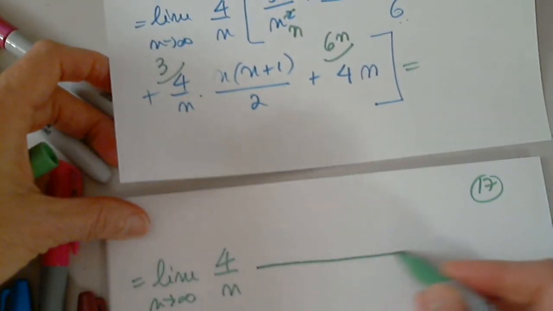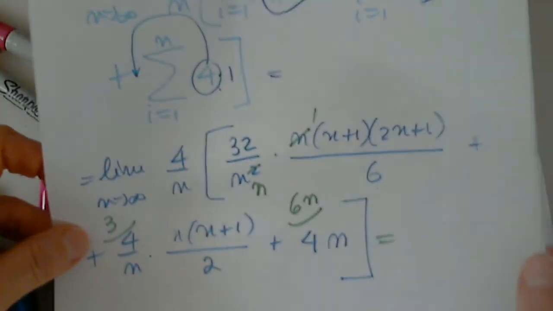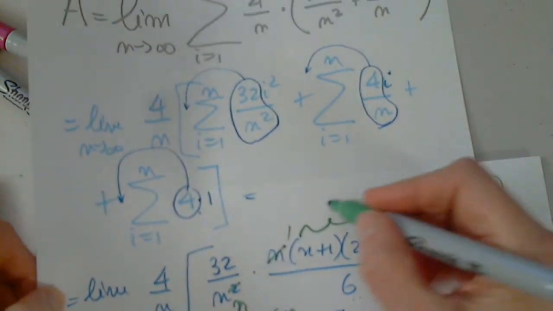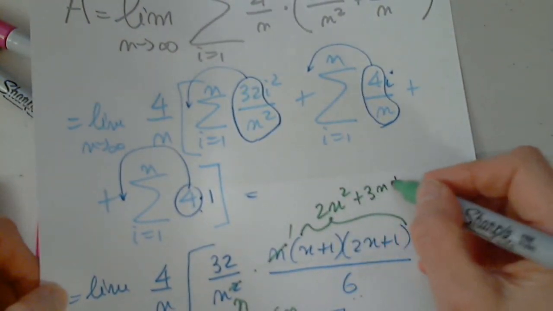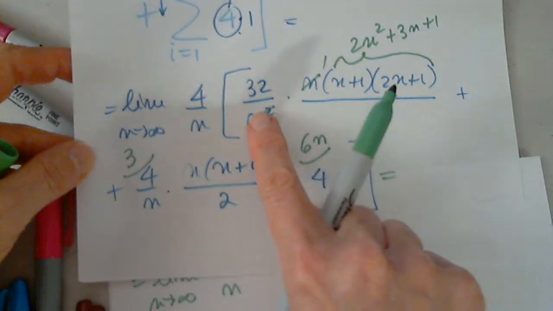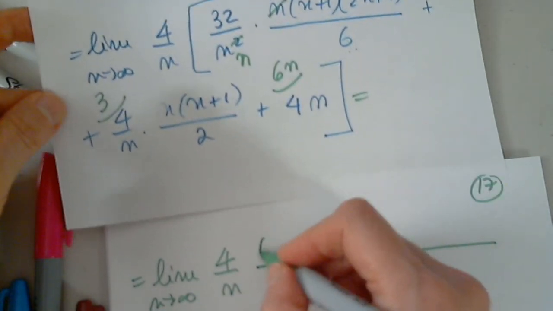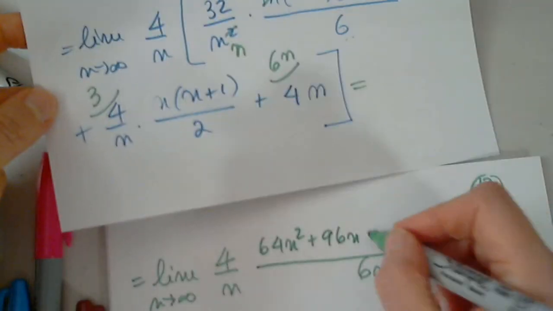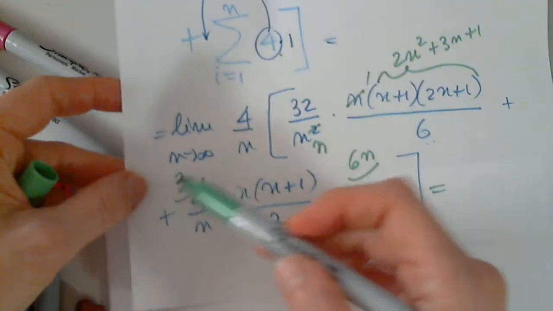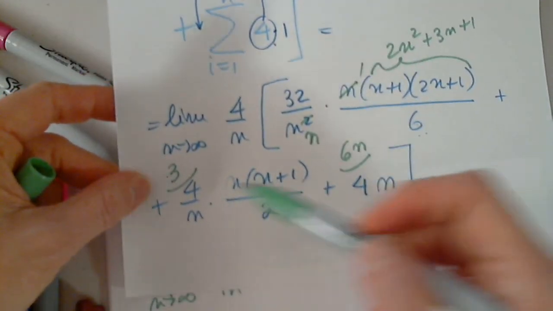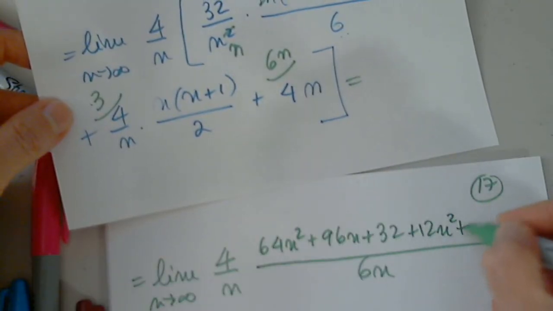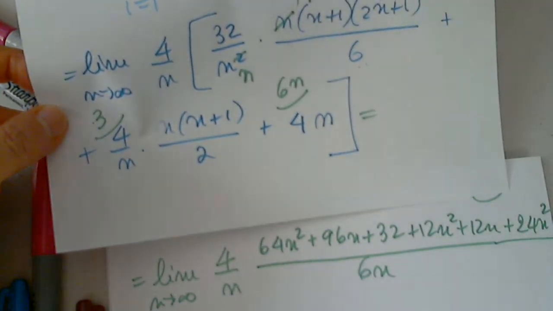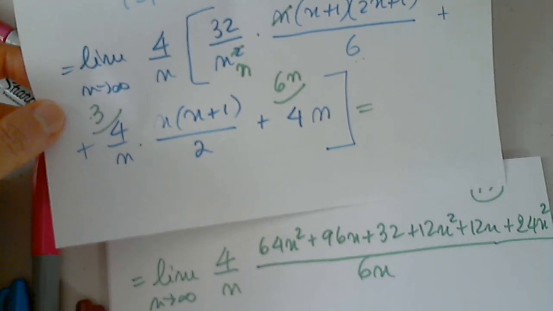So 6n is the least common denominator. I have to distribute 32. I would like to distribute here. So I have 2n squared plus 3n plus 1, just to simplify my calculations. I distribute 32. 32 times 2, 64n squared, plus 32 times 3, 96n. 32 times 1, plus 32. Plus 12n squared plus 12n and plus 24n squared. Any questions?